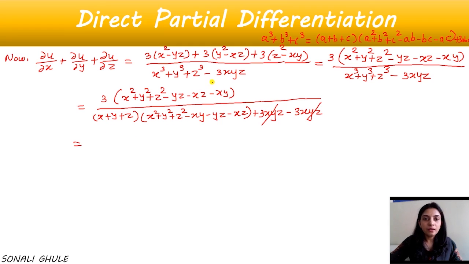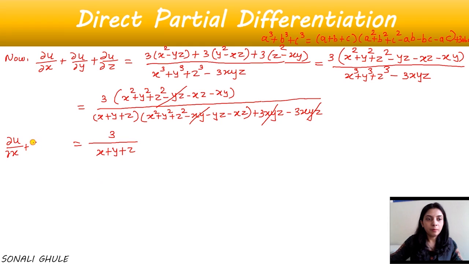So therefore, in the next step we can cancel this bracket also. Okay. So here what happens? 3 upon x plus y plus z. This is the value of u with respect to x plus u with respect to y plus u with respect to z. Okay.